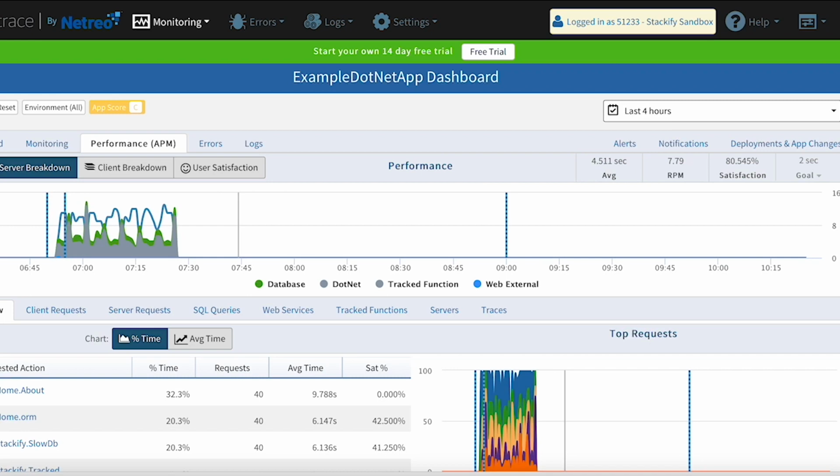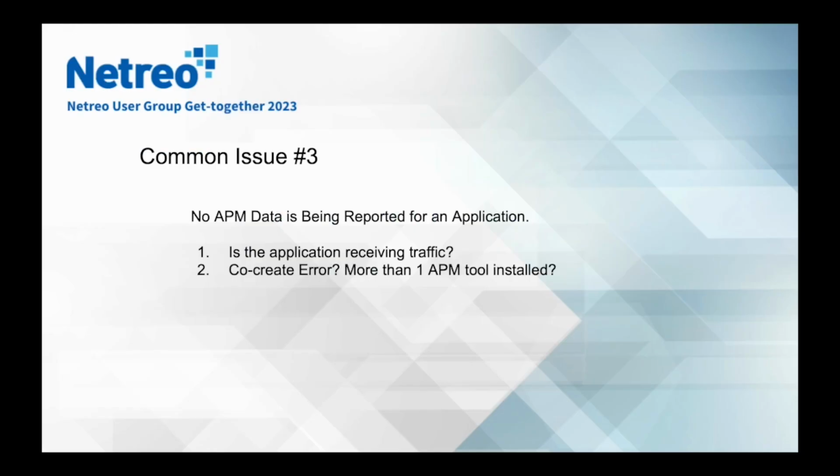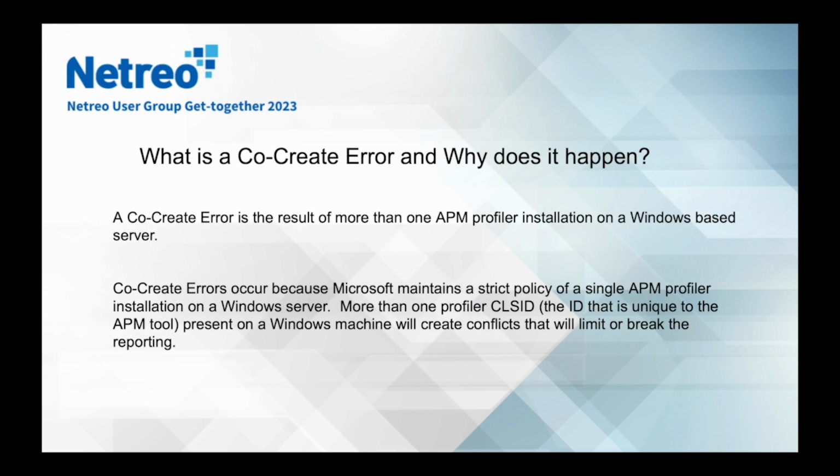The first and most common issue following a lack of traffic when you're using Windows is what we call a co-create error. Co-create errors occur on Windows-based machines when more than one APM profiler has been installed on that machine. This is to say, if you had Retrace and another APM tool installed on the same server, that would create a co-create issue. This is due to a strict limit of one profiler per machine installation that Microsoft maintains.